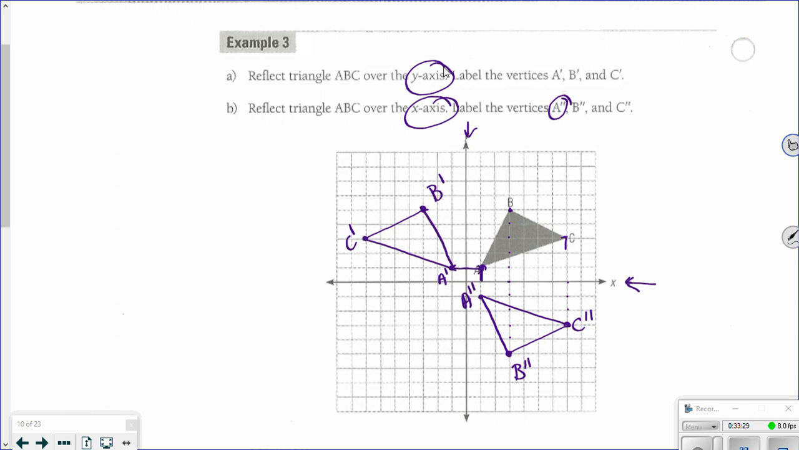Okay, again, it's exactly the same shape. It's just reflected or flipped over whatever line that it's told me to do it over. So in this case, the y-axis and then the x-axis.